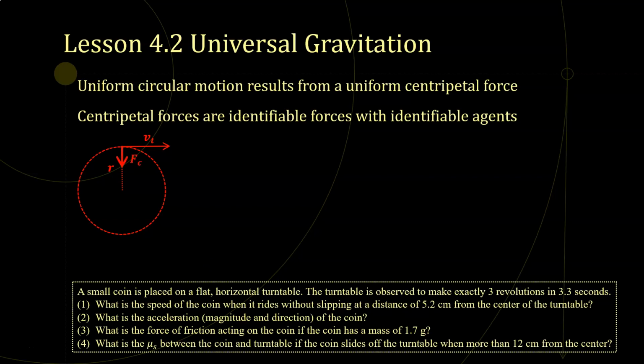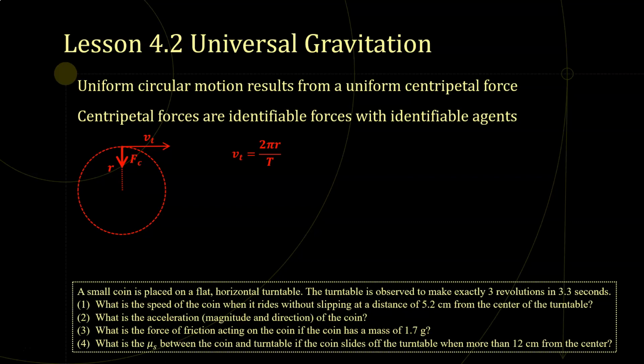I'm also going to note that in order for it to keep moving this way in a circle, in order for it to just not fly off in the direction of that velocity vector, there must be a centripetal force that's keeping it moving in a circle. And that centripetal force must always point toward the center of the circle as this coin moves around on the turntable. All right, I'm going to need to do some math here to start solving this problem.